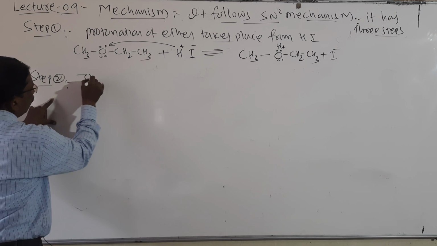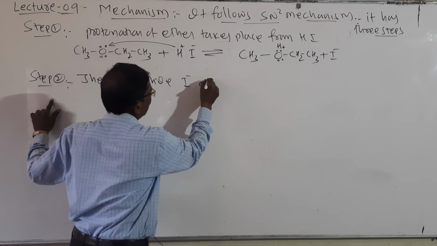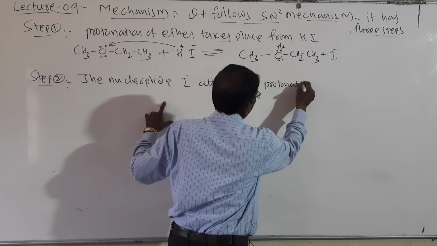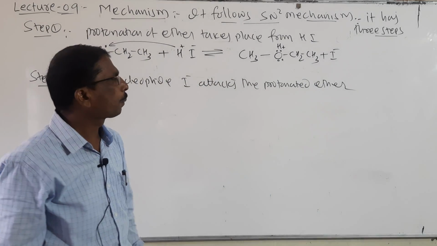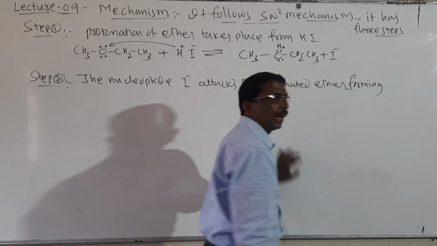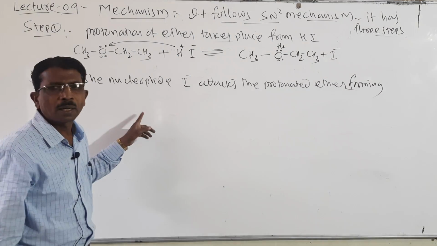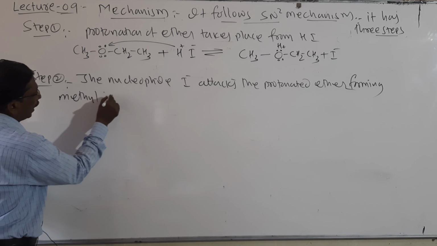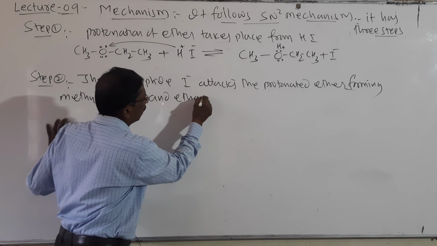So here the nucleophile I minus attacks the protonated ether. The I minus attacks the protonated ether. Here it forms an alkyl halide. So the protonated ether forms iodide, that is methyl iodide, forming methyl iodide and ethanol.